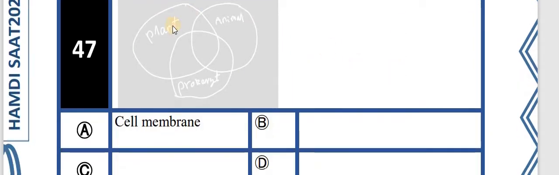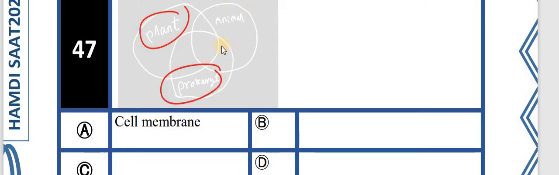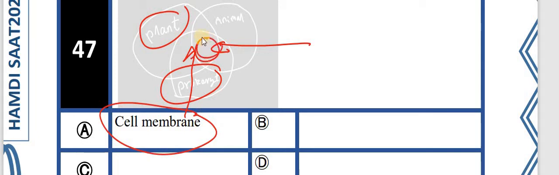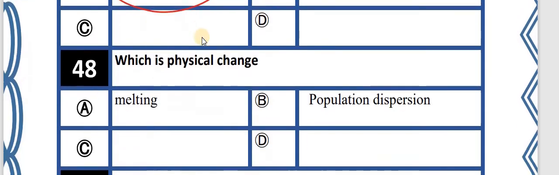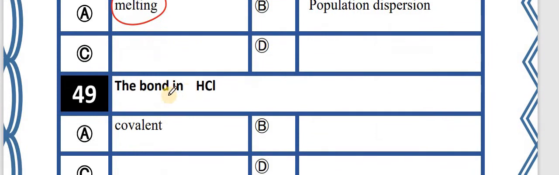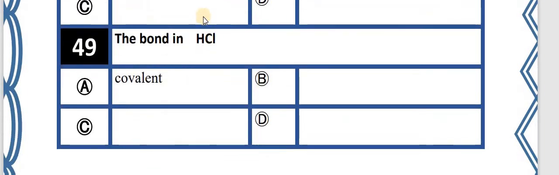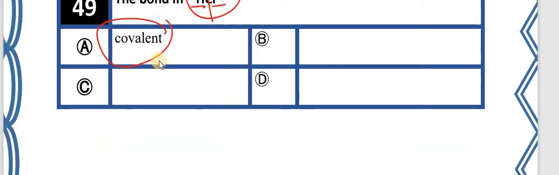Here, what is common between plants, animals, and prokaryotes? The cell membrane. All have a cell membrane. Which is a physical change? Melting, condensing, boiling, and freezing are physical changes. The bond in HCl: H is a non-metal, Cl is a non-metal, so by sharing electrons, it's a covalent bond.